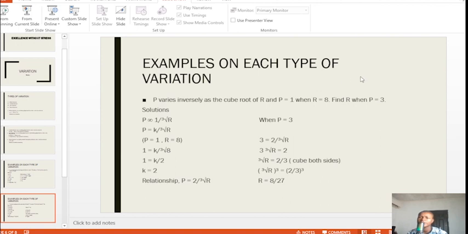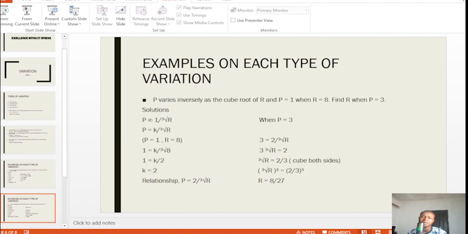Now we find the value of r when p equals 3. So how do we do that? We bring this one back, or we use the relationship. The relationship is p equals 2 over the cube root of r. So we substitute 3 for p here, and we have 3 equals 2 over the cube root of r.